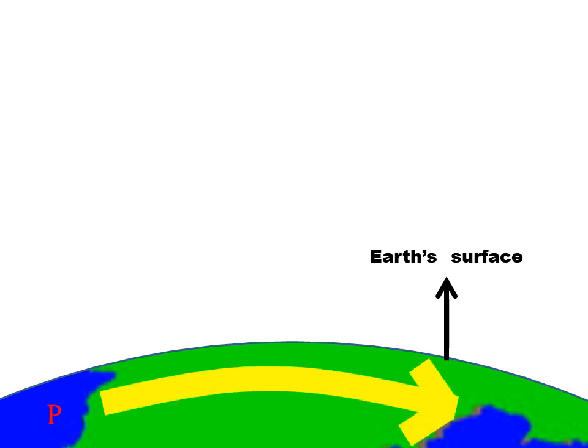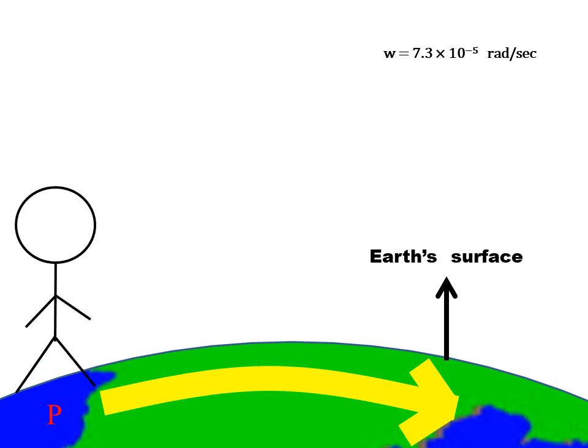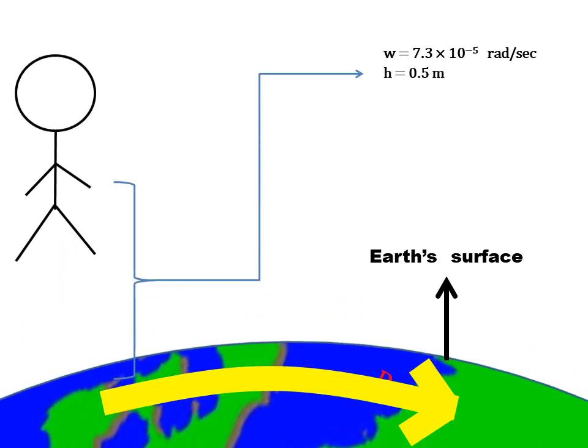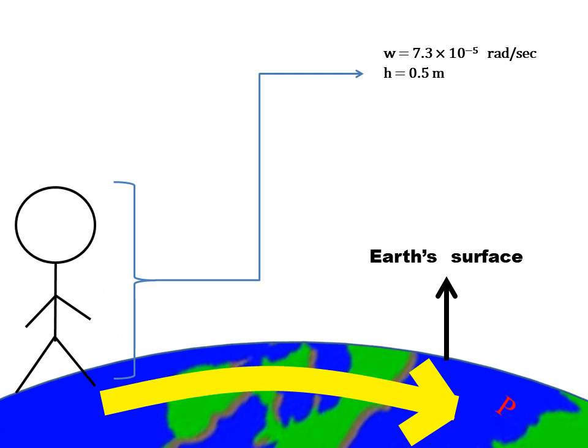Consider the Earth whose surface is shown in the figure. Let us assume the Earth is rotating in the clockwise direction with an angular velocity of 7.3 times 10 to the power minus 5 radians per second. Now, let there be a man at the point P who makes a vertical jump of height approximately 0.5 meter. If the height of the jump is 0.5 meter, then the time of flight is approximately 0.6 seconds, using the formula time of flight equals 2 times root of 2h by g.